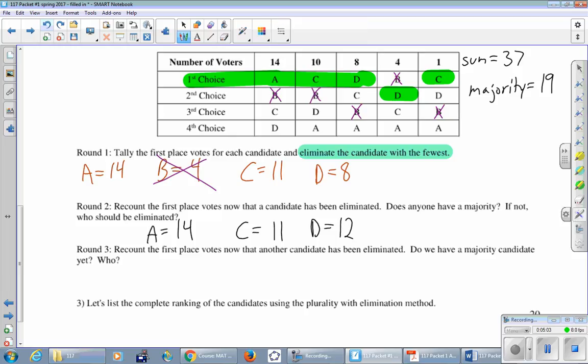Okay, so then we ask the same question. Does anybody have a majority? Remember, majority was 19. Does anybody have 19 or more? The answer is no. And so in this case, we eliminate whoever has the fewest number of first place votes. That is candidate C, has only 11. Okay, so I'm actually going to do that in a different color. So we're going to get rid of candidate C.